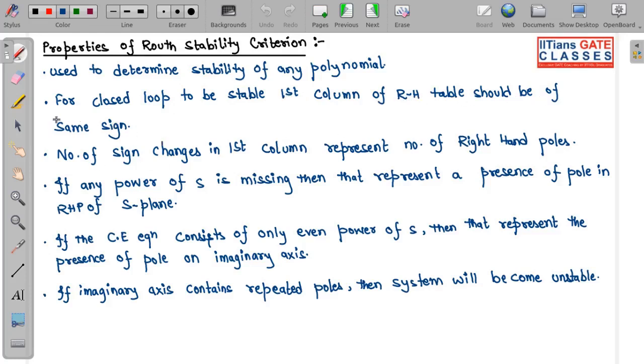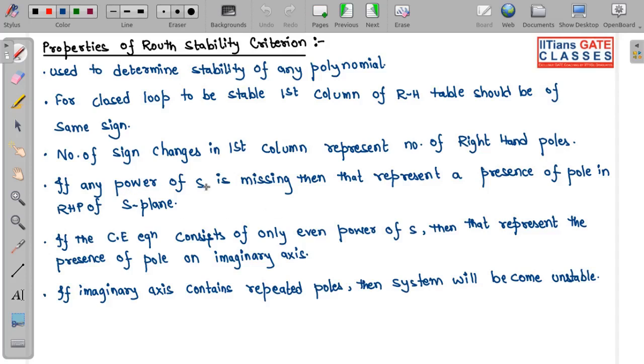Okay, so we are going to discuss this, but over here I have written all the points. So we will see one by one what all these points mean. Okay, so for closed loop to be stable, first column of Routh-Hurwitz table should be of same sign. So next is what? Number of sign changes in the first column represents number of right hand poles. Okay, so whatever will be the number of sign changes in the first column of your Routh table, that will represent the number of right hand poles.